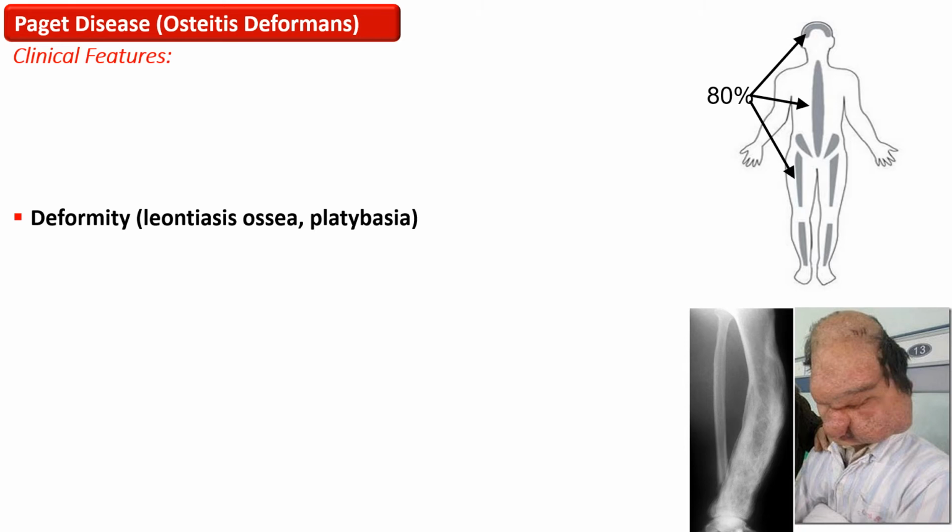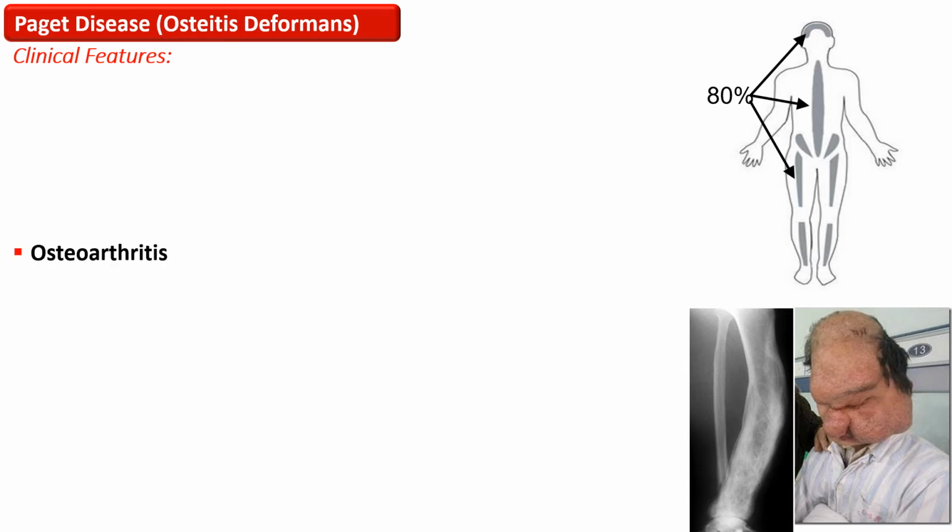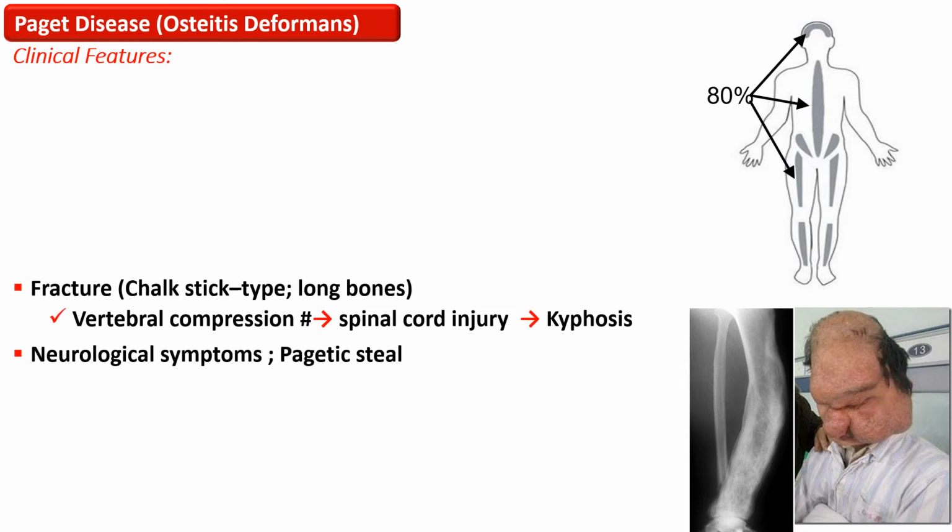Various deformities have been reported such as leontiasis ossea and platybasia. Leontiasis is a lion-like face and platybasia is invagination of the skull base. Also there is constriction of the posterior fossa. Deformities in the long bones such as the tibia or femur are also seen, in which there is anterior bowing of the leg and femur, and due to distortion in the femur head and other deformities, all these lead to secondary osteoarthritis.